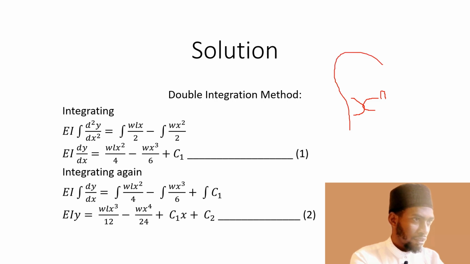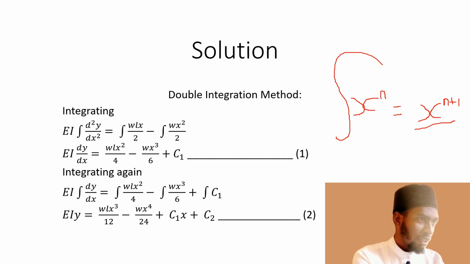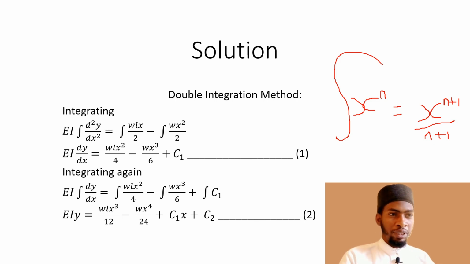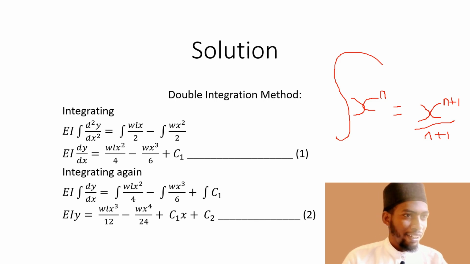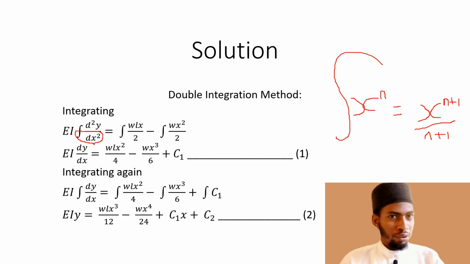If you are integrating this one, you say x to the n plus 1 all over n plus 1, okay? And we are integrating with respect to x because we have the dx square here. This denominator is telling us that we are dealing with x, okay? We are integrating with respect to x. So definitely wherever we see x, it is going to be affected by our integration, and if we don't see x, we have to introduce it.